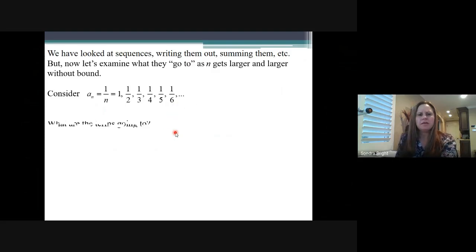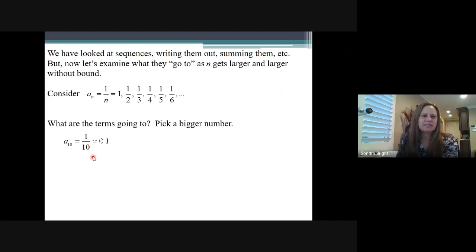So let's look at bigger numbers. Let's plug in, how about when n is 10? Well, when n is 10, you'd have 1 over 10, which in decimal form would be 0.1. Let's look at it even bigger. How about the 100th term? Well, that would be 1 over 100, and in decimals, that's 0.01. Let's go even bigger than that. How about the 100,000th term? So 1 divided by 100,000 would be 0.00001.